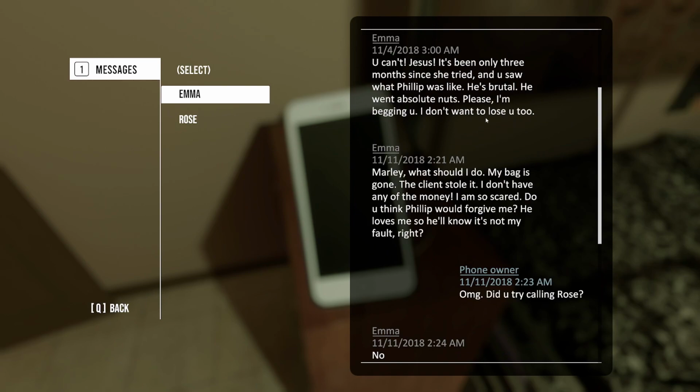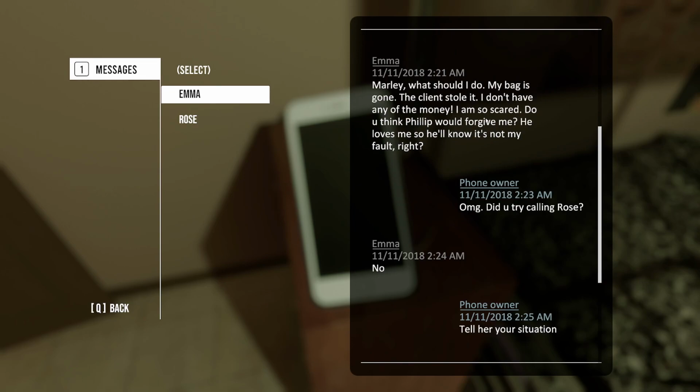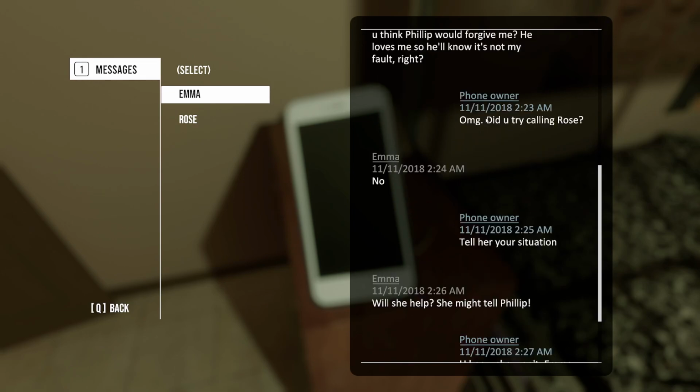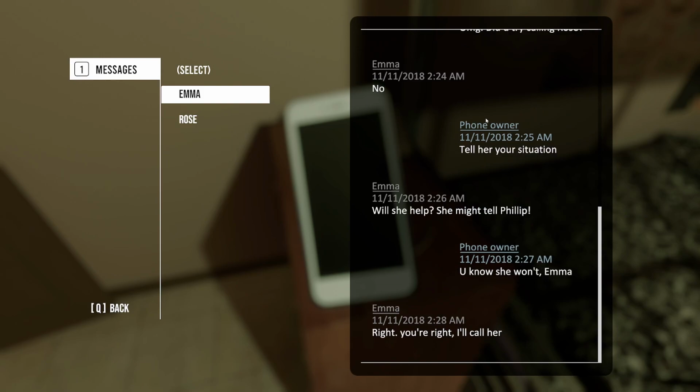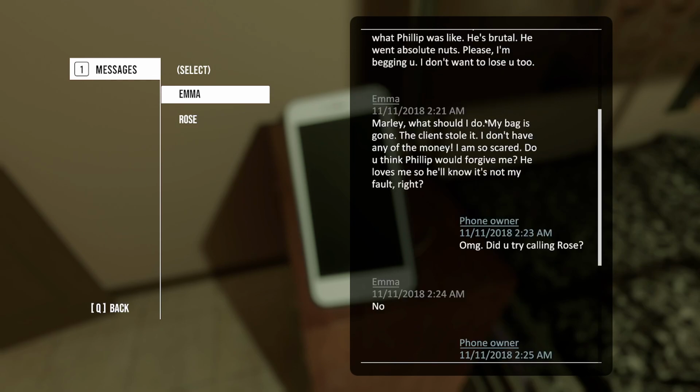Molly, what should I do? My bag is gone. The client stole it. I don't have any of the money. I am so scared. Do you think Philip would forgive me? He loves me so he'll know it's not my fault, right? Oh my god, did you try calling Rose? No. Tell her your situation. Will she help? She might tell Philip. You know she won't, Emma. Right, you're right. I'll call her. So this is Molly's phone.